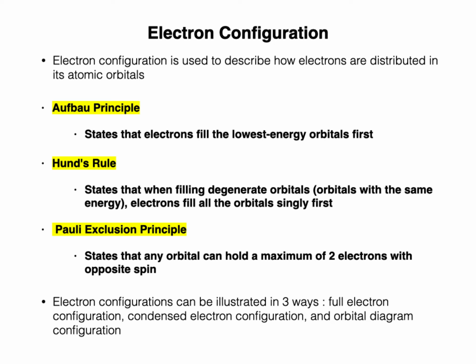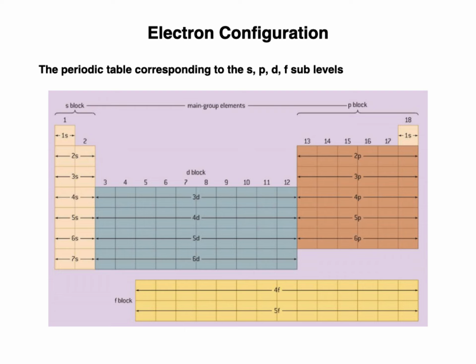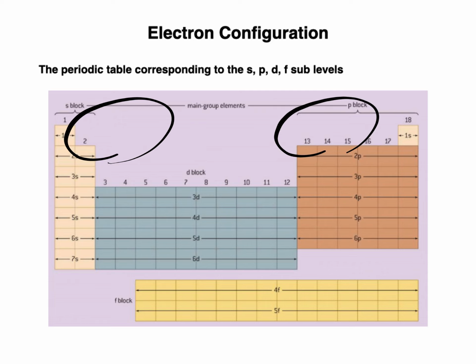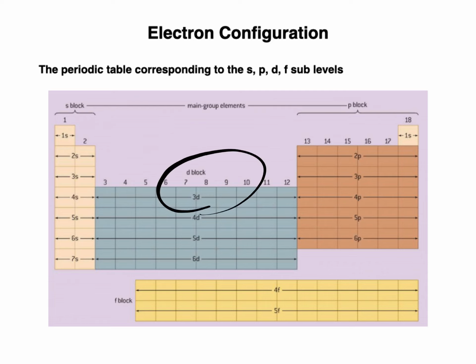Electron configurations can also be illustrated in 3 ways. Number 1, full electron configuration. Number 2, condensed electron configuration. And number 3, orbital diagram configuration. Now, this is a picture of a periodic table with the corresponding sublevels labeled. You can notice that the main group elements are S and P block elements. Also, you can see that the transition metals are D block elements.